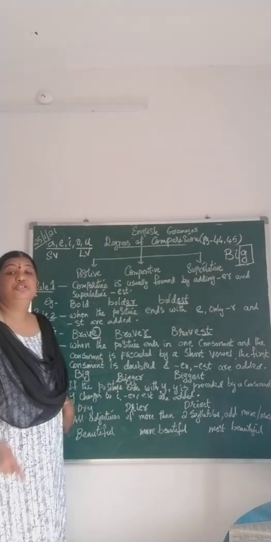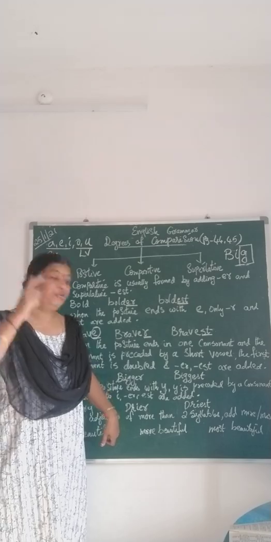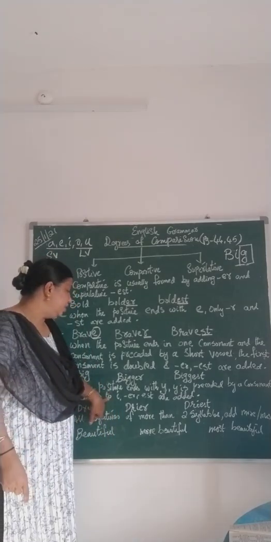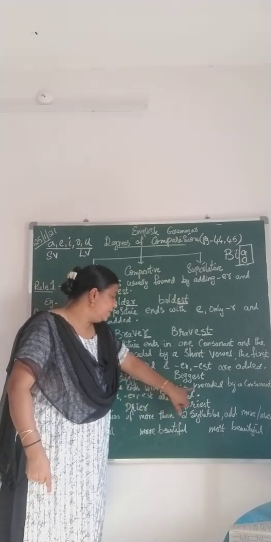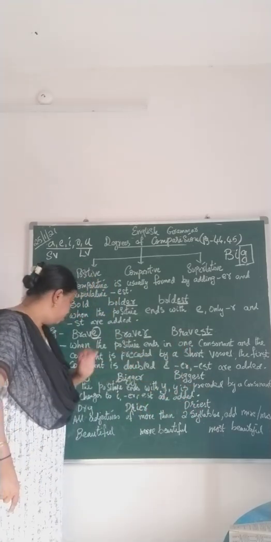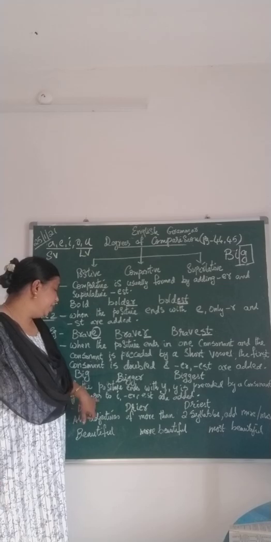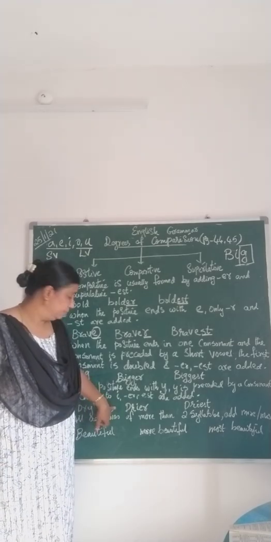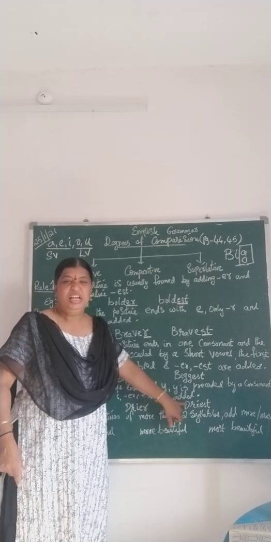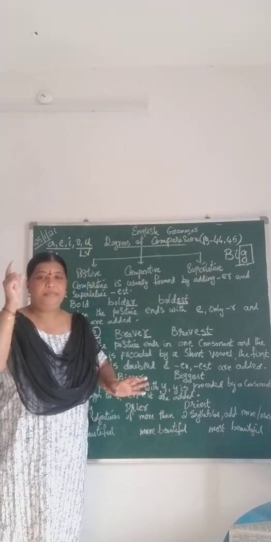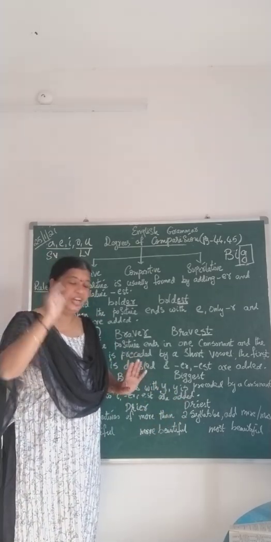Now let's go to rule number 4. If the positive ends with Y preceded by a consonant, Y changes to I, and ER, EST are added. Okay? Little changes, just remember, it will be there in your mind forever.